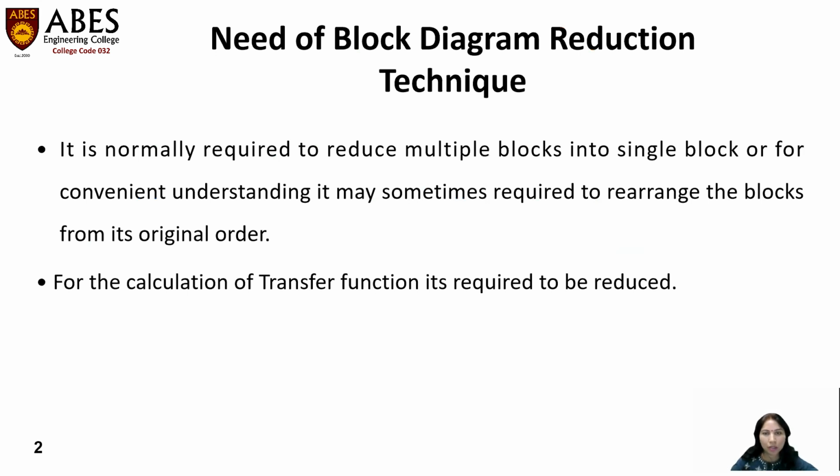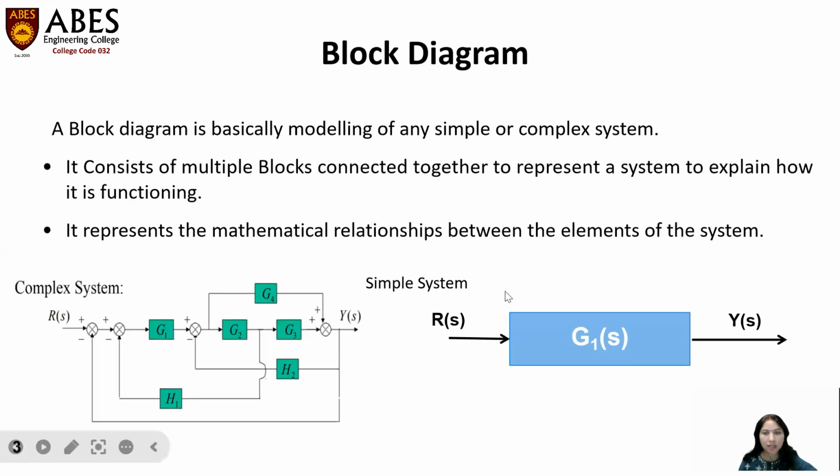Suppose we consider the block diagram of any complex system, it consists of multiple blocks. By using this block diagram reduction technique, we can reduce these blocks into a single block. Or sometimes it may be required to rearrange the blocks from their original order. So one purpose is to convert the multiple blocks into a single block. And then we can use this technique to calculate the transfer function of the given complex system block diagram. So this is the requirement.